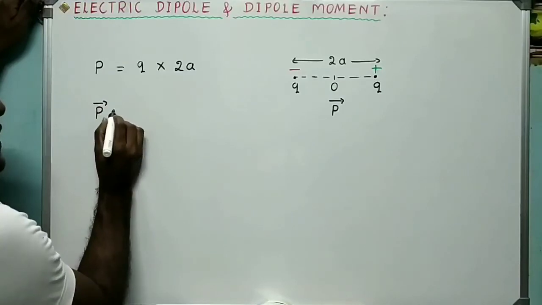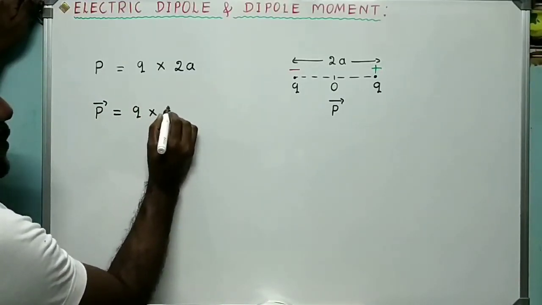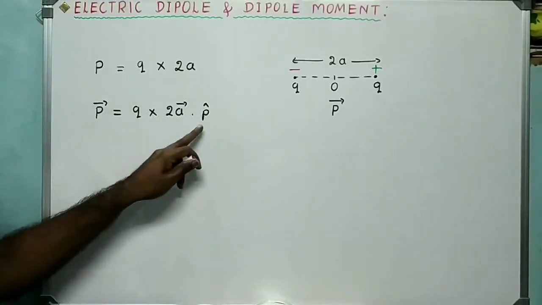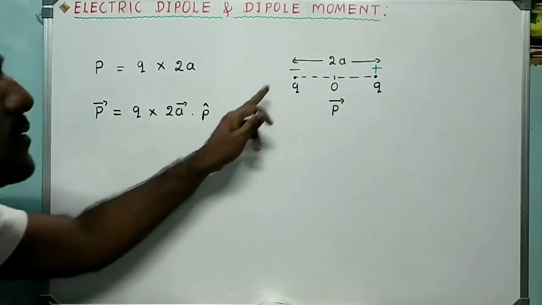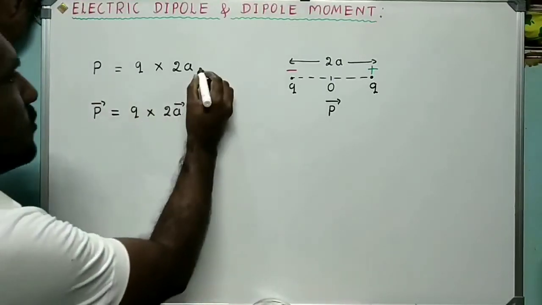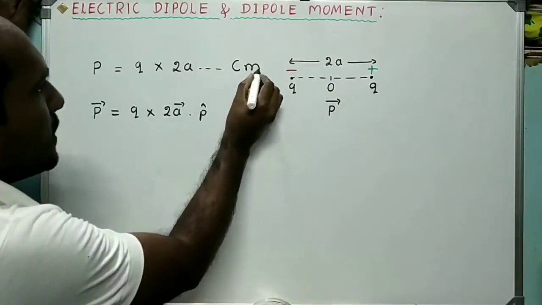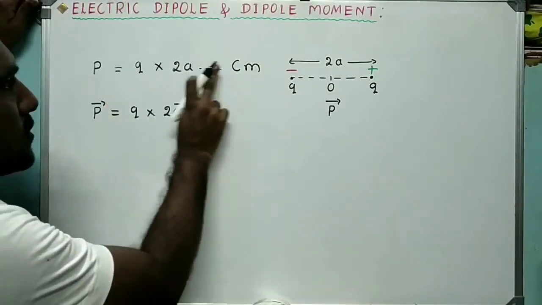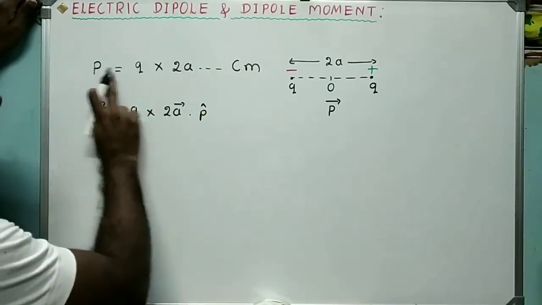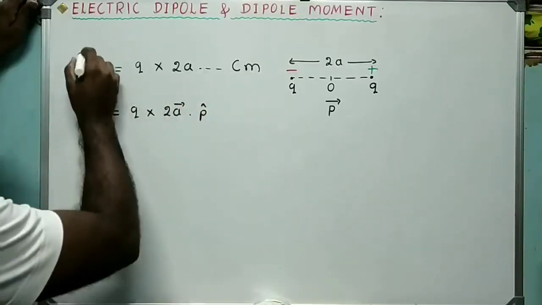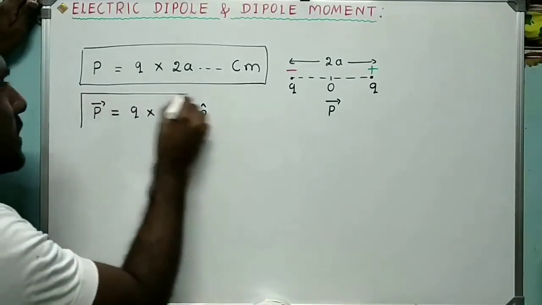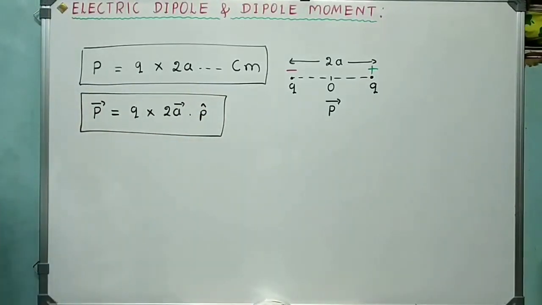That is, vector P is equal to Q into 2a into r-cap p. Here r-cap p is the unit vector in the direction from negative charge to positive charge. And also the SI unit of electric dipole moment is coulomb meter, because the SI unit of charge is coulomb and the SI unit of dipole length is meter. That's why the SI unit of dipole moment is coulomb meter. And this represents the magnitude form of the electric dipole moment, and this equation represents the vector form of the electric dipole moment.